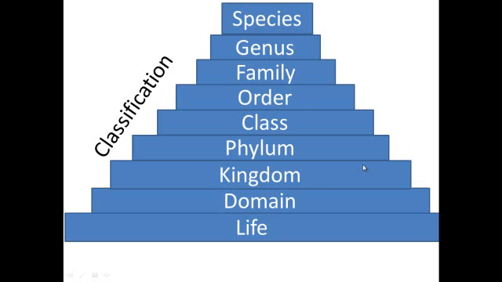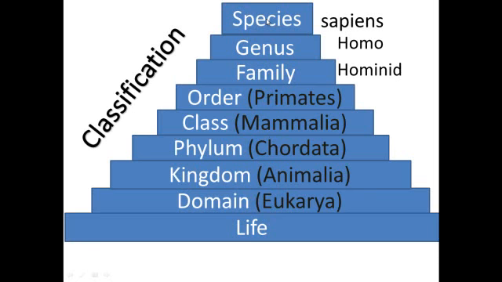So, in the past, we used something kind of like this, where we looked at what kingdom, phylum, class, order, family, genus, species organism belonged to. Okay? So, let's look at one specifically. Let's look at us. Okay, we are alive. We're part of the living part of the earth.